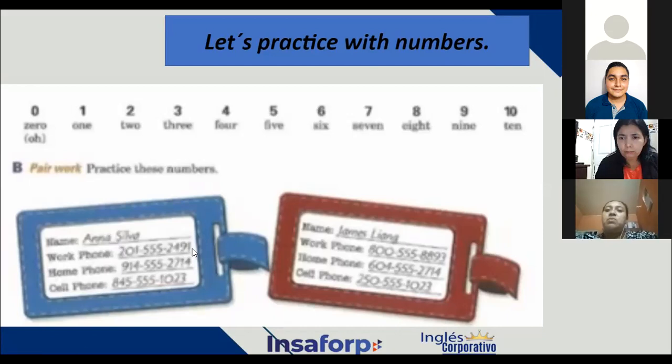2, 4, 9, 1. Correct, thank you. No se dice 0, decimos 0, ok? Sí. 0, ¿o se acuerdan cuál era la otra opción que les di ayer? Oh. Correcto, 201 también es una opción. Very good. Number 2, please.